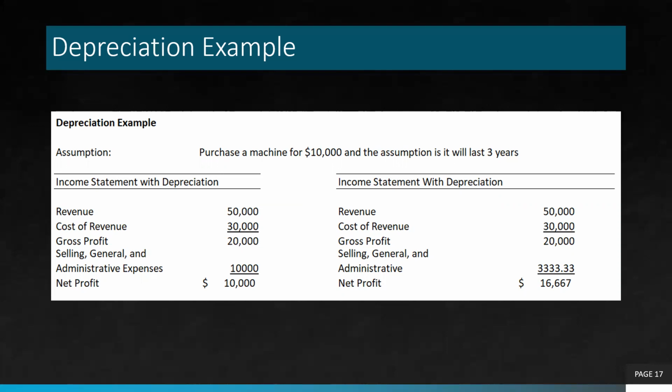Then on the right side of the screen, the way I would depreciate this is that $10,000 over 3 years, which comes out to $3,333.33. And you can see that my net profit has increased, right? So this is just another example of how profit does not equal cash.